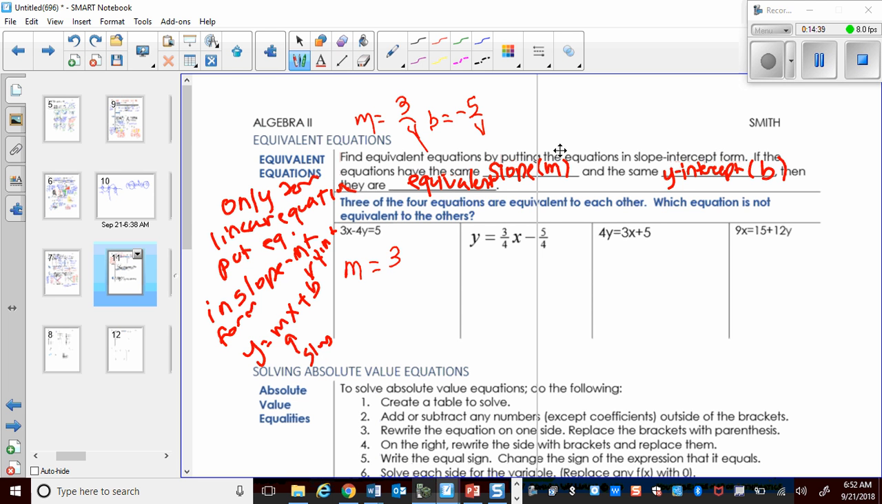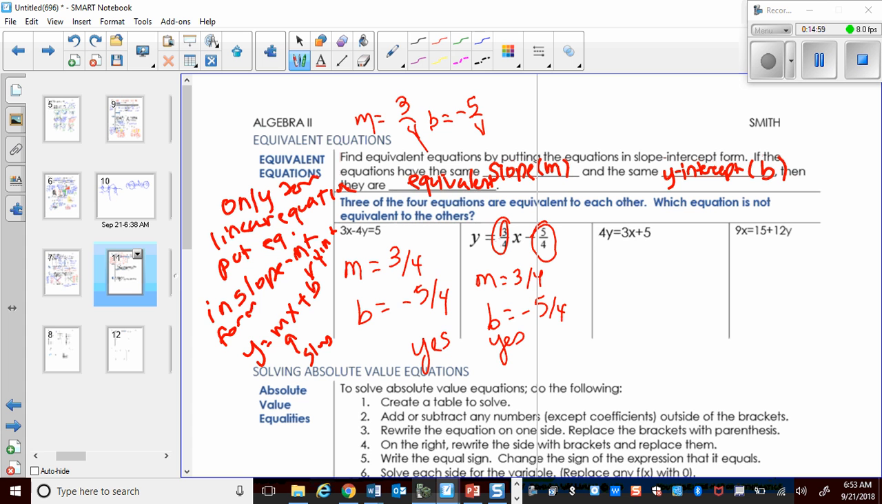M equals 3 over 4. B equals negative 5 over 4. The next one's already in slope-intercept form. Here's my slope. Here's my y-intercept. So M equals 3 over 4. B equals negative 5 over 4. So these are equivalent. So I'm just going to write yes.